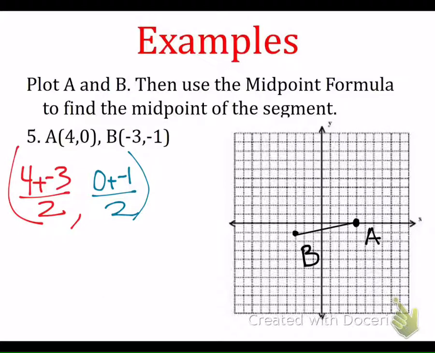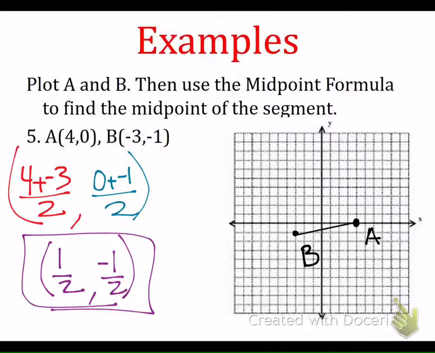All right, what's 4 plus negative 3? 1 over 2. You don't need to change it to a decimal. Just leave it like that, 1/2. What is 0 plus negative 1? Negative 1 divided by 2.